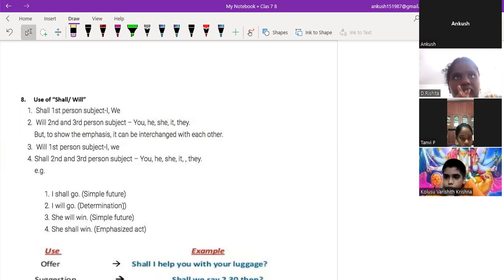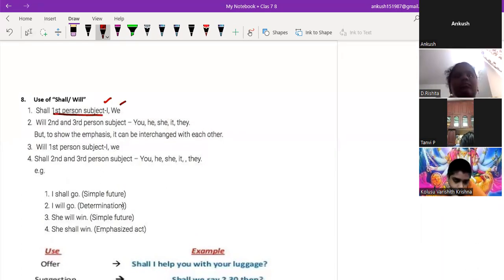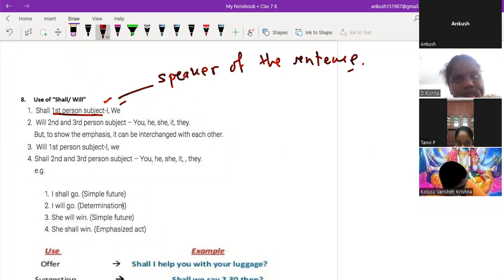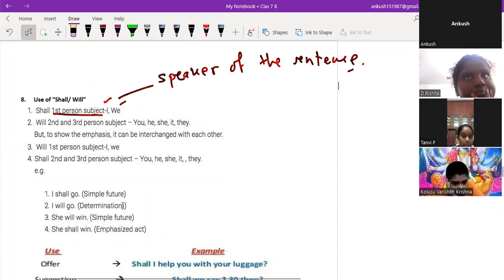Shall is used with first person subjects like I and we. Wherever there is the first person, it means that person is the speaker of the sentence. Always the speaker of the sentence is the first person. Okay, understood?